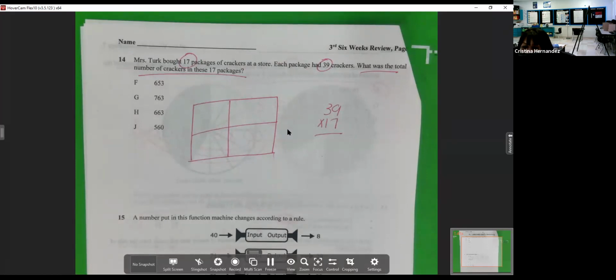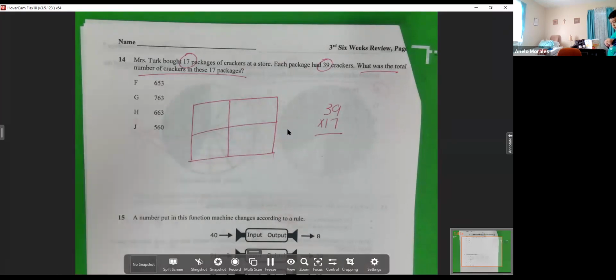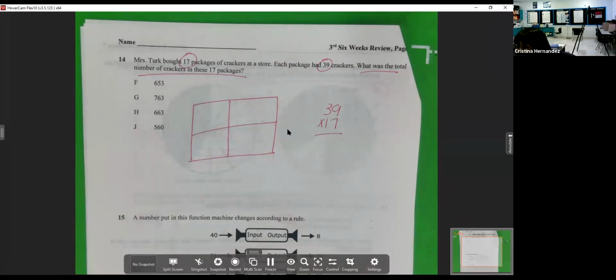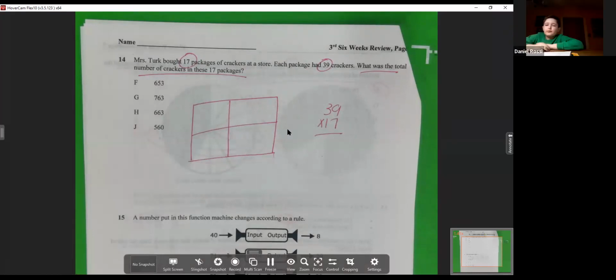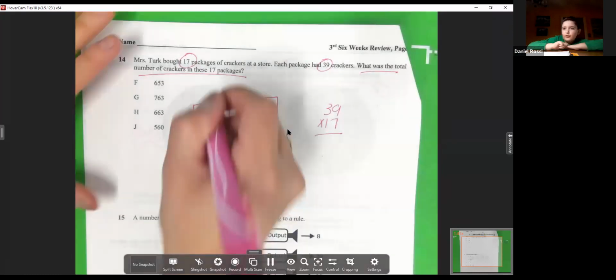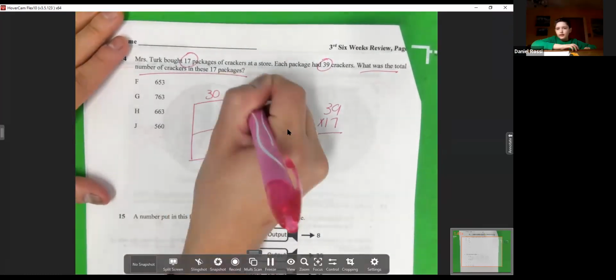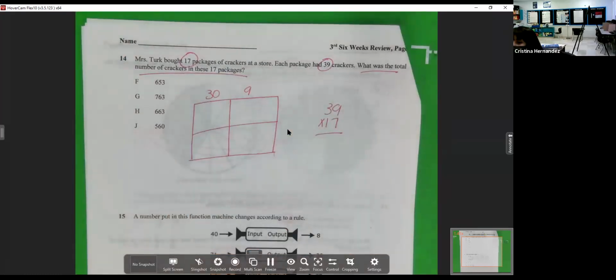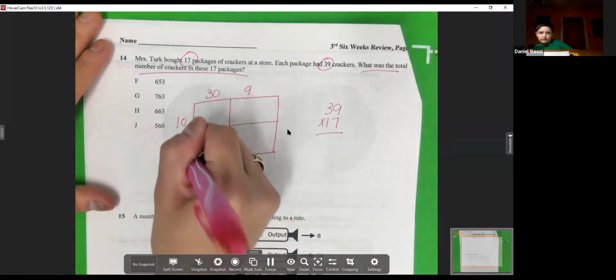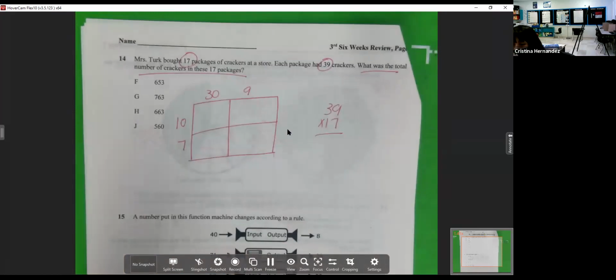Daniel, how do we break apart 39 into what 2 numbers? Break apart 39 into 30 and 9. All right, and then what about 17? 10 and 7. Yeah. All right, let's multiply these. Vida, you want to multiply with me?